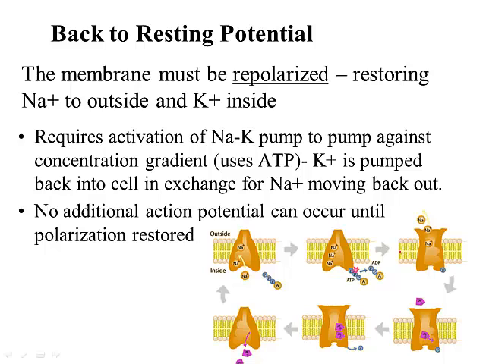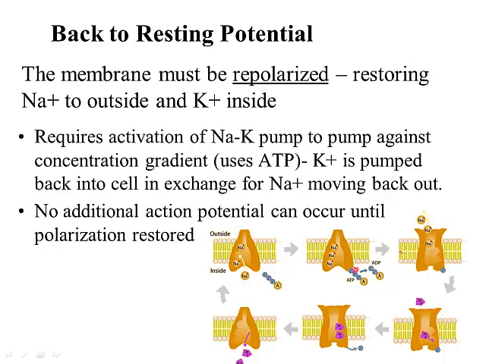Now, no action potential can happen again on that neuron until we have returned back to resting potential. So this step has to occur. We have to get back to resting before action potential can start again. Now, keep in mind, there's a lot of steps going on here, but this actually happens very, very quickly. It takes a millisecond for an impulse to be sent.